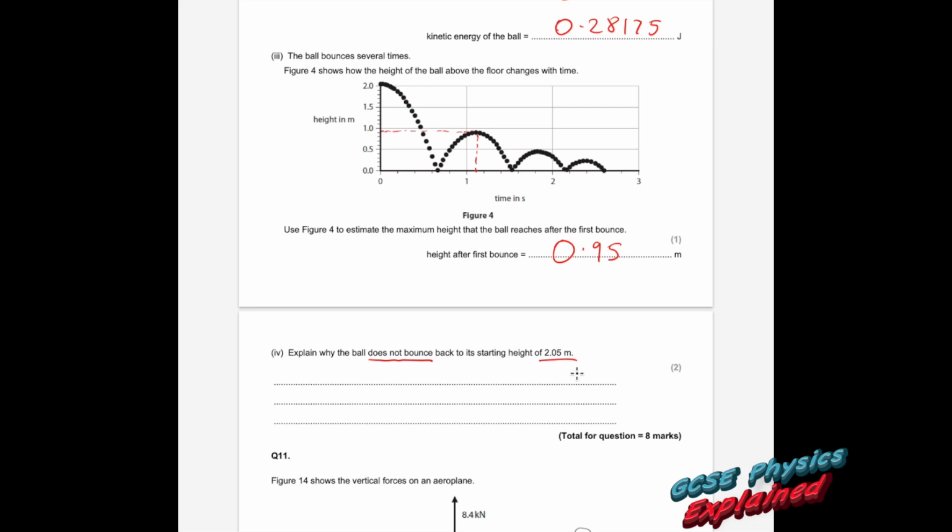Explain why the ball does not bounce back to its starting height of 2.05. Well, that's because when the ball hits the floor, it loses energy as sound, and then even the sound turns into heat, which transfers to the surroundings. It's always the same pattern. I mean, it's only worth 2, but you'd get 3 for that if it was worth 3 next time.